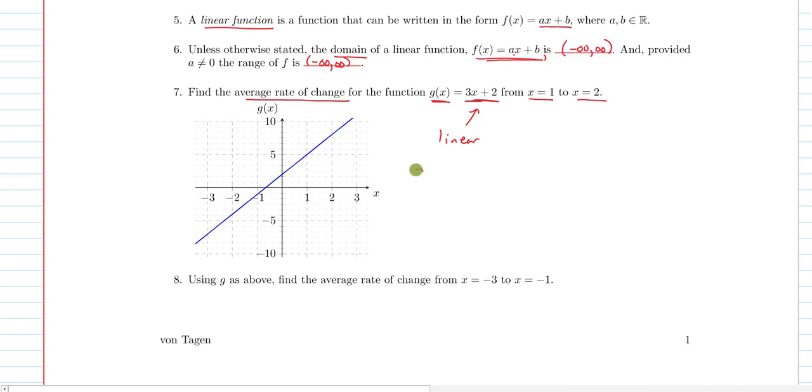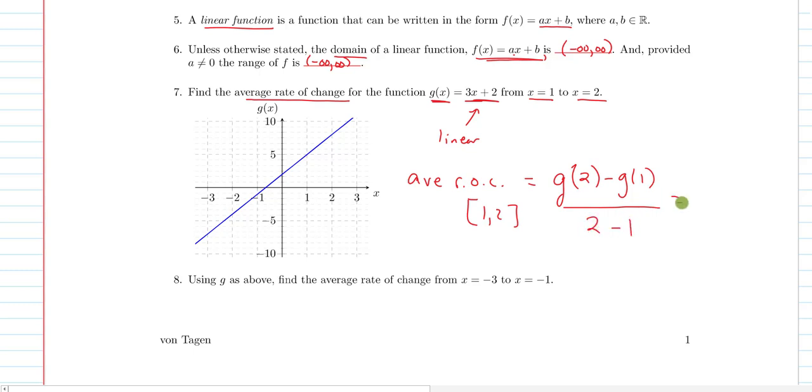Let's go ahead and just state what that is. The average rate of change on the interval from 1 to 2 would not be f anymore. We're not using the function f any longer. What function are we using? We're using the function g. So that would be g of 2 minus g of 1 all over 2 minus 1.